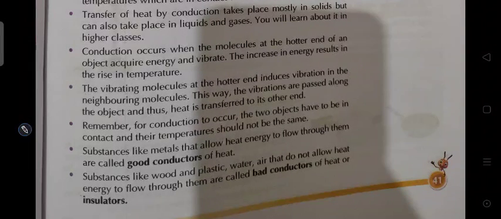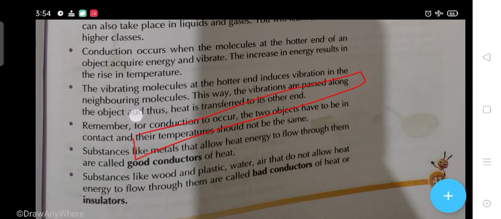So the vibrating molecules at the hotter end induce vibration in the neighboring molecules. In this way the vibrations are passed along the object, and thus heat is transferred to its other end. Remember, for conduction to occur, the two objects have to be in contact and their temperatures should not be the same. Students, I told you earlier that one end of the object should be hot and one end should be cold. They should not be at the same temperature.